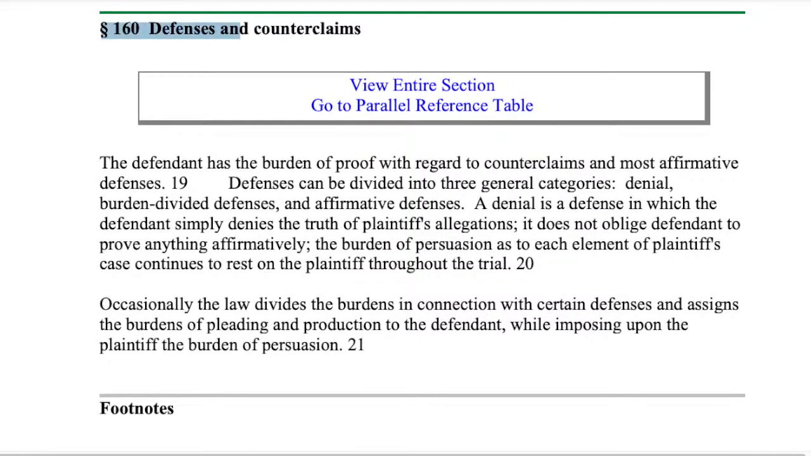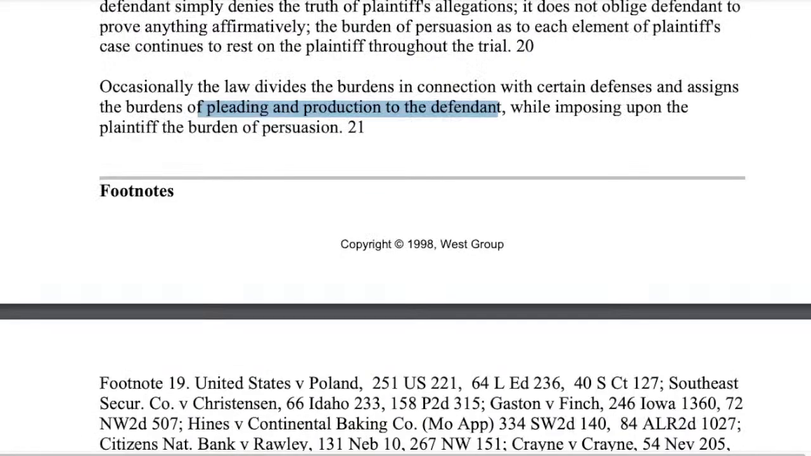All right, so we get the defenses and counterclaims. Mostly, there's a denial, a burden-divided defense, and an affirmative defense. Let's see here. The burden of persuasion as to each of the elements applies. Okay, so this is the divided one. Okay, that's the divided one there. So the burden is divided in connection with certain defenses and assigns the burdens of pleading and production to defendant, and the burden of persuasion to the plaintiff. So the facts relevant are required to be proven by the plaintiff, but the facts are produced by the defendant. Interesting there.